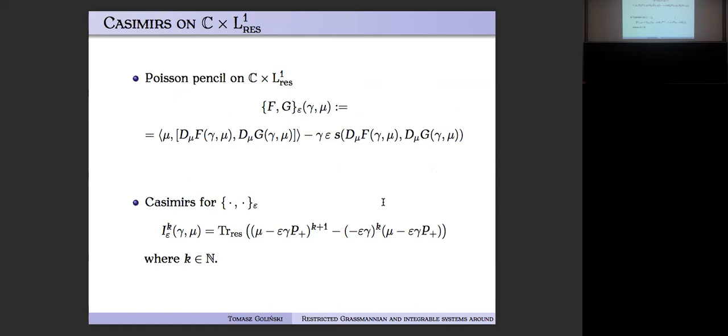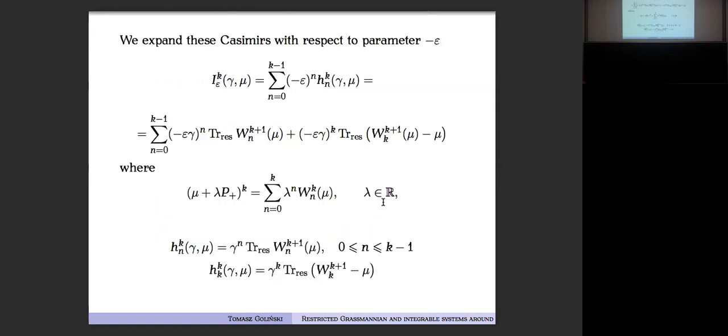Anyway, we can easily compute the Casimirs for the structure, just as usual, by taking the trace of the power of an operator. But to make everything work due to this extension, one needs to shift it a bit, add something, otherwise it would be infinity. Those terms don't play a very big role in the formula. The main part is just a trace of A to the power K, which is typical for Poisson structures. Now we are in a place where we can use the Magri method, so just expand these Casimirs with respect to the parameters we introduced.